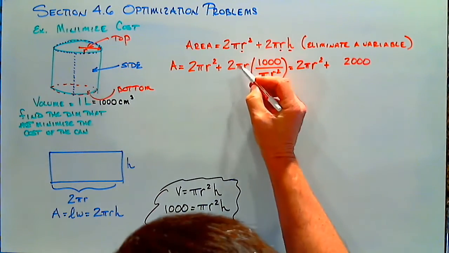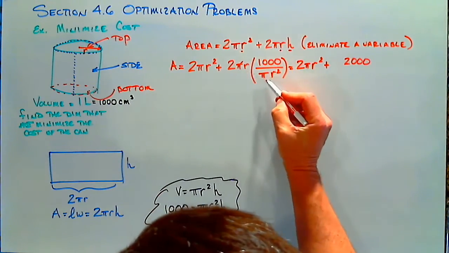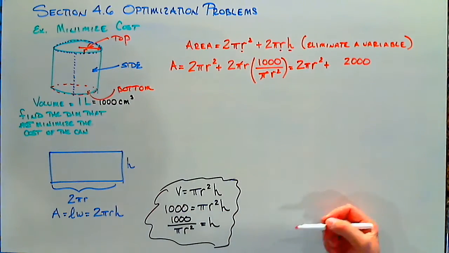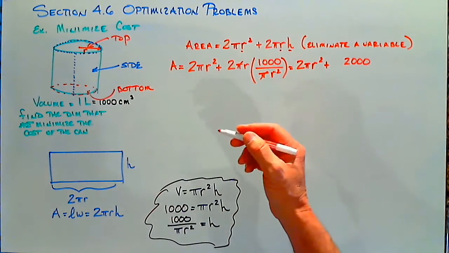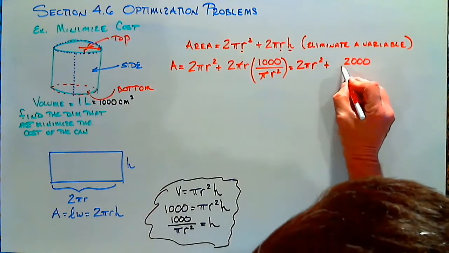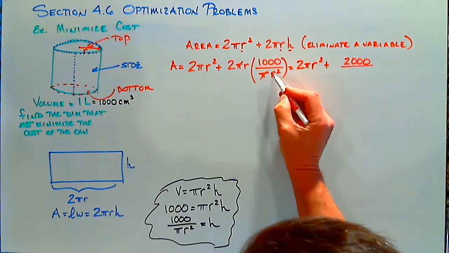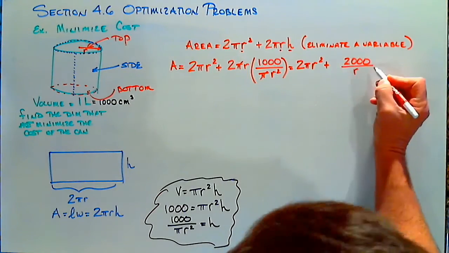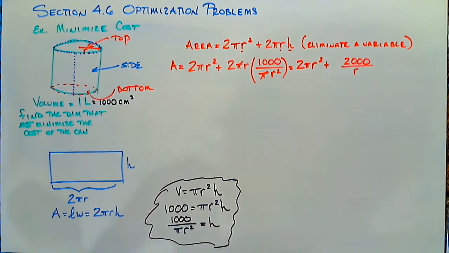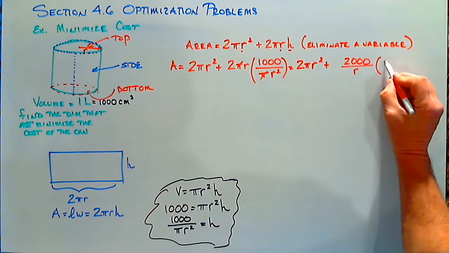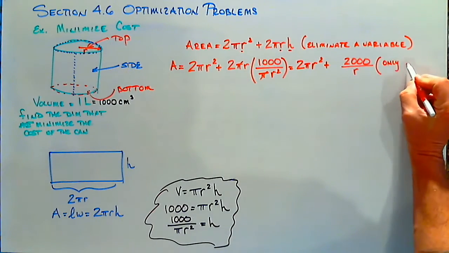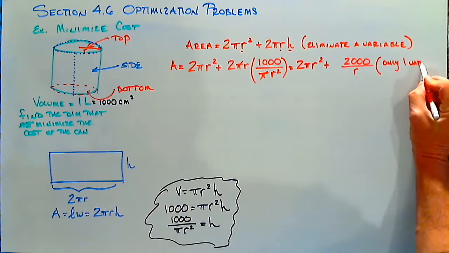Well, if we work ahead, right, this pi takes care of this pi, and so we don't even get 2,000 pi, do we? We get 2,000 divided by, this r cancels one of those r's, and we get 2,000 divided by r. Now, we've gotten to where we were hoping to be, right? Only one variable.